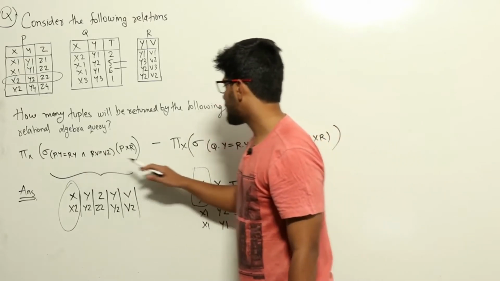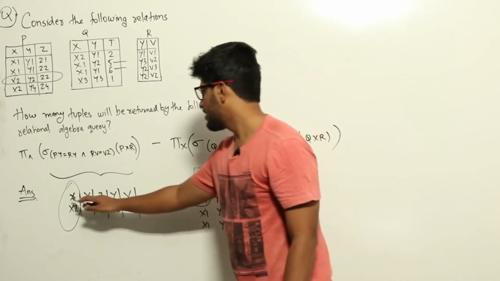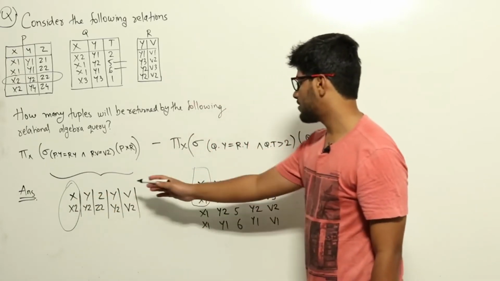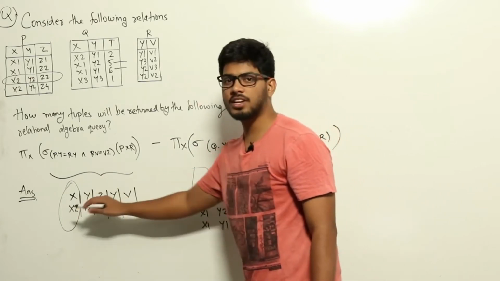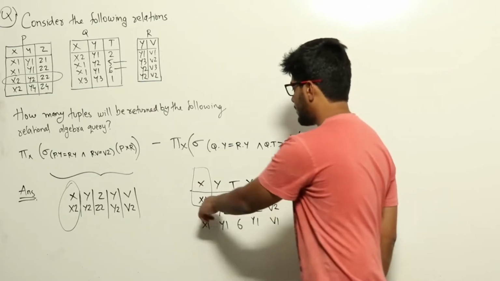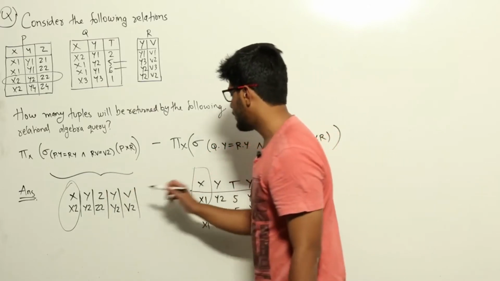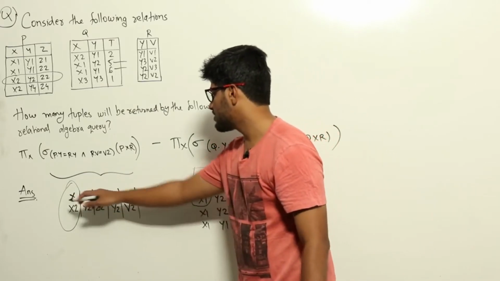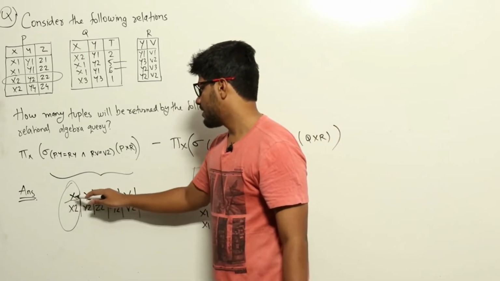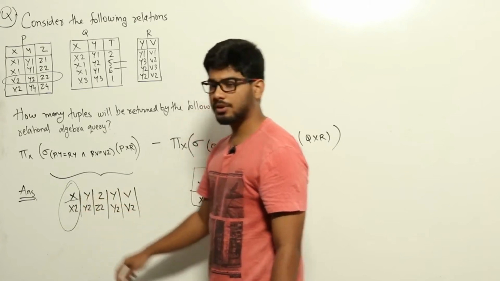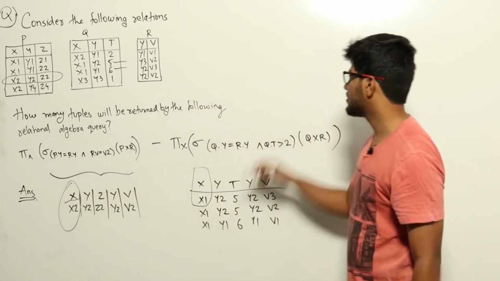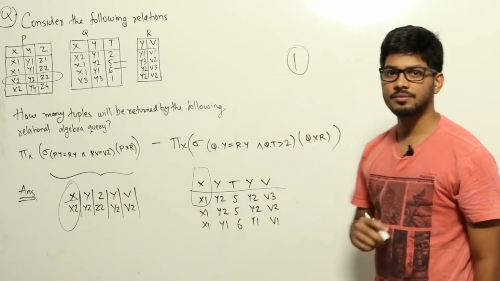Now from this one we are subtracting this, meaning we are subtracting x1 from x2. What that means is from this table we need to remove all the tuples which have the value x1, but there is no tuple here which has value x1, so there is nothing to remove. So this minus this will give this only, that is x2. X is the column header and x2 is the tuple, so this table has only one tuple x2, so the answer is 1.